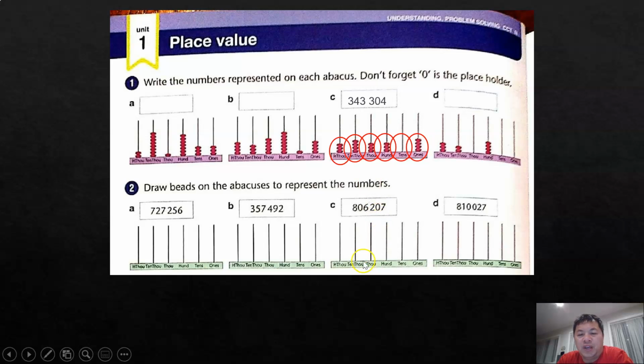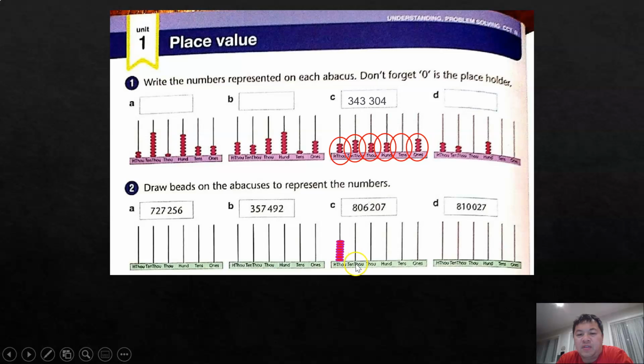Okay, moving on to another one, which requires you to draw the beads. So let's just see as an example, since we have 806,207, so there should be 8 beads on the 100,000. 1, 2, 3, 4, 5, 6, 7, 8.